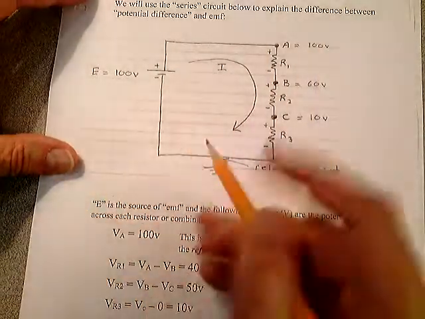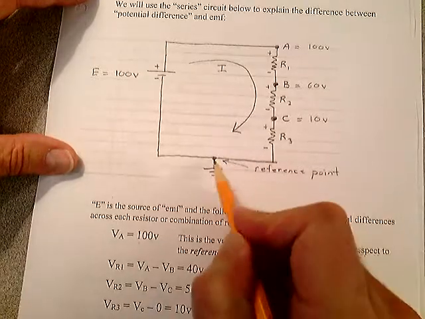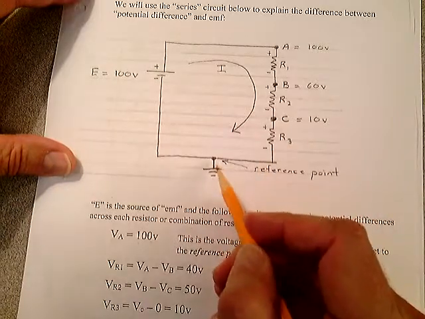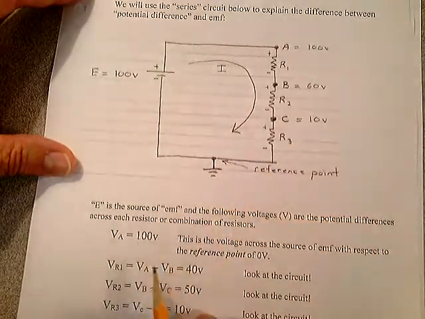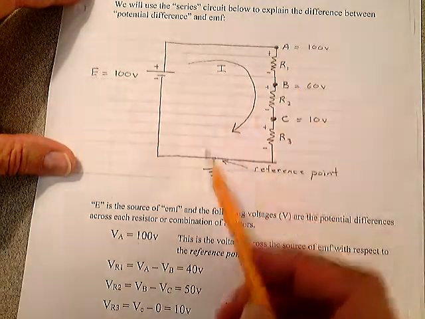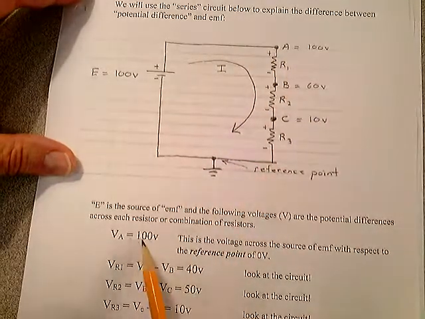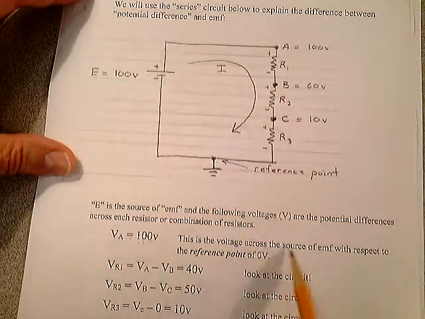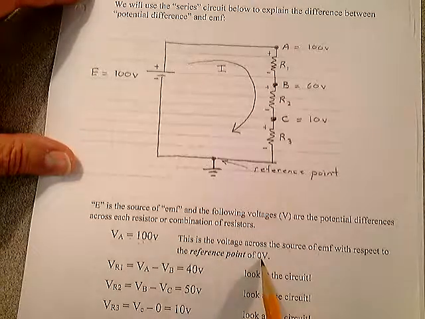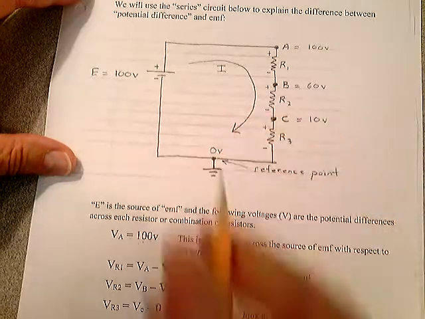Well, if this is a ground reference point, that's where we're going to measure everything from. That's going to be your reference point down here. It's usually going to be at the bottom of the circuit like this. You're going to draw a ground symbol. That's your reference point. Notice that the voltage at this point, if you're at ground here, you're up 100 volts. So VA is 100 volts. This is the voltage across the source of EMF with respect to the reference point of 0 volts. Right here, 0 volts is right there. That's your reference.